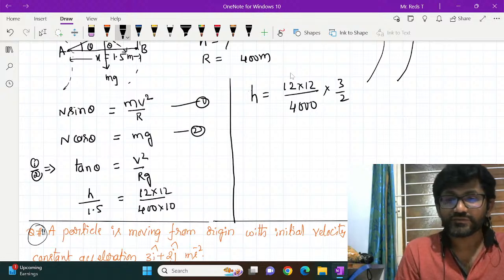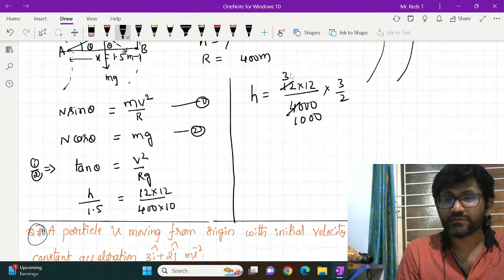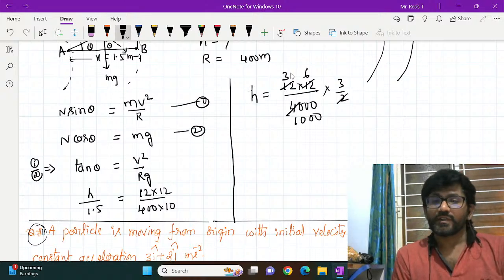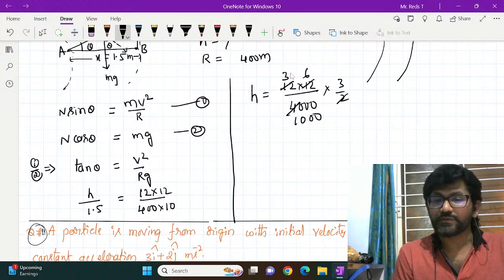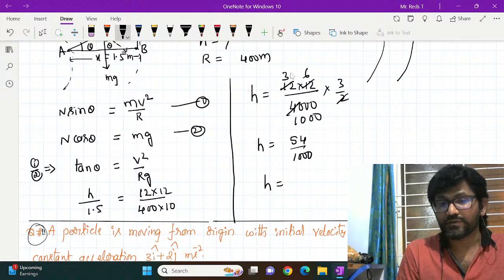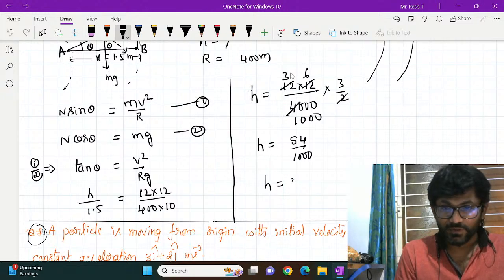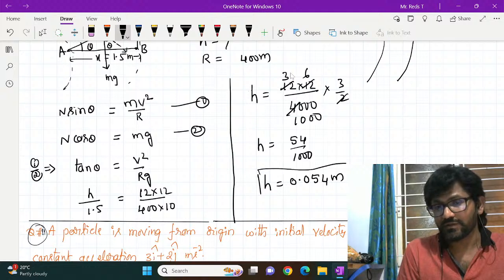So here you can cancel out these things: 4 ones, so you'll get 1000, 4 threes are 12, and 2 sixes. So this is 3 sixes are 18, and 18 threes are 54, so h is equal to 54 by 1000. Therefore h is equal to 54 with the decimal moved 3 places to the left, so 0.054 meter is the value of elevation.